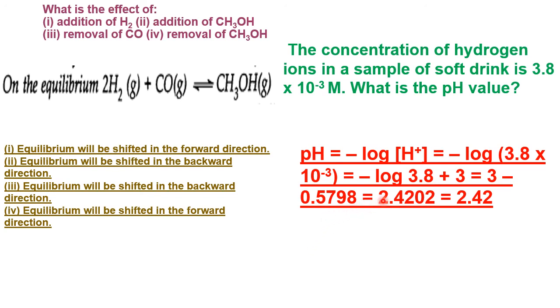Okay. So if you substitute 3 minus this value, log 3.8, you will get what? 2.4202, that is approximately 2.42 is the pH value for this soft drink, highly acidic.